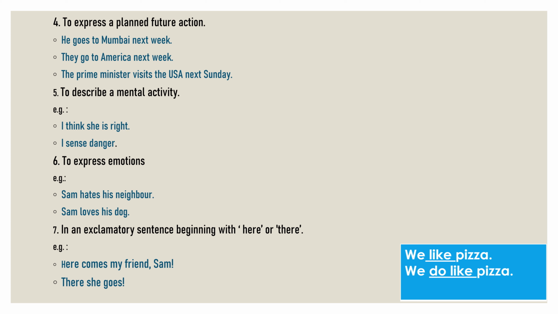The auxiliary verb in simple present tense is do or does. Normally, for positive or affirmative sentences, we don't use the auxiliary verb do. But if you want to emphasize or stress something, we can use it. Example: instead of saying we like pizza, we could say we do like pizza. It just shows how much we like it.